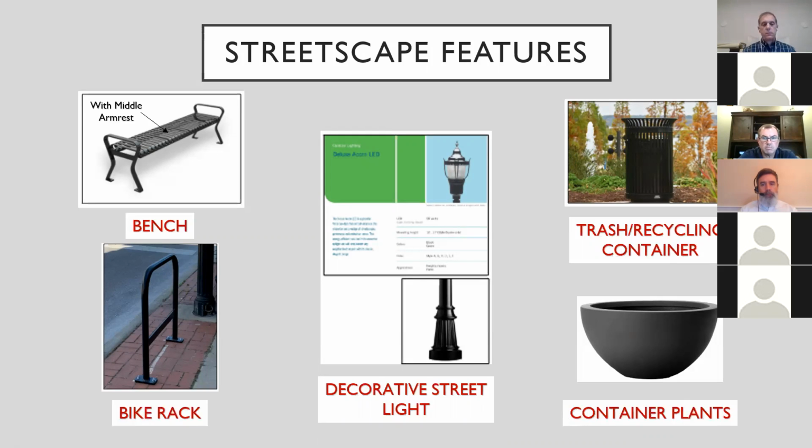Yeah, there are a couple of benches on the northern phases, and this is very similar. It might not be the same manufacturer, but it's a high quality bench with good coatings that will last a reasonable amount of time without maintenance. The bike rack is the same. The decorative street light is the same as North Madison, and the trash receptacle and containers. We're pretty much following the standards and matching wherever possible what you see on the previous phases.